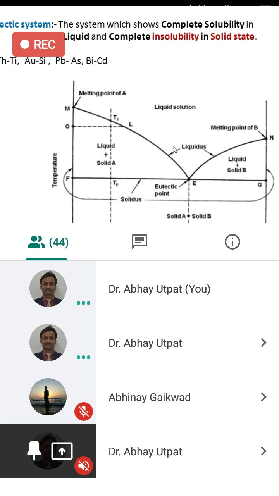Check. I am taking the cursor to that point. At 60% of B, it shows the lowest melting point in the system. But if you add 61% of B, melting point again increases. 61, 70, 80, 90, 100% B. When the amount of B is 100%, it is pure B. That is the melting point of B.